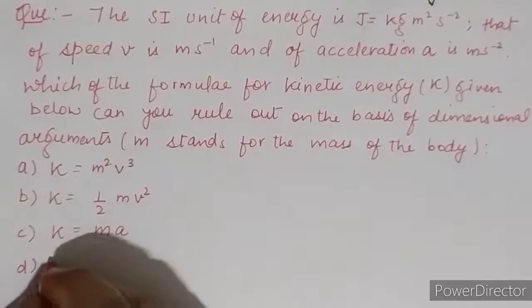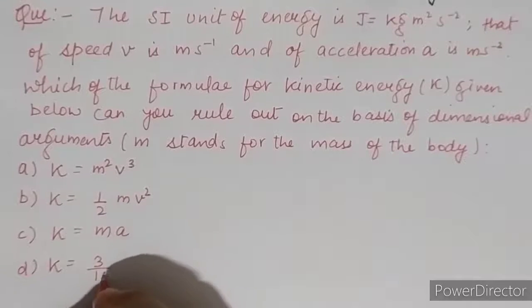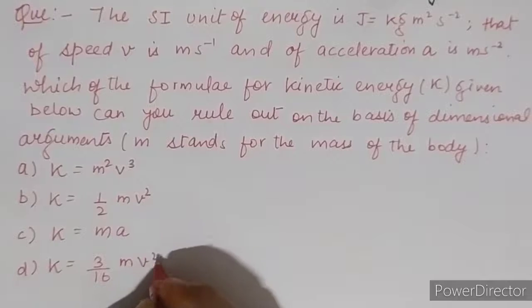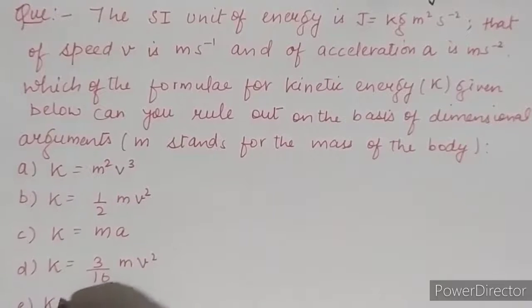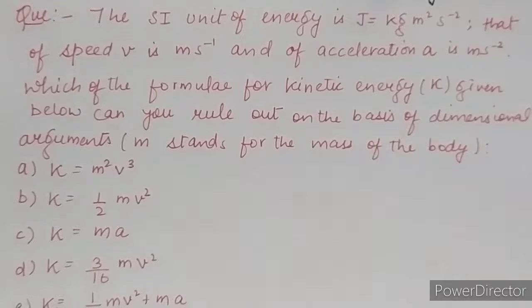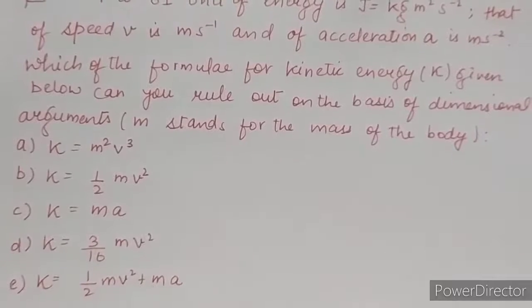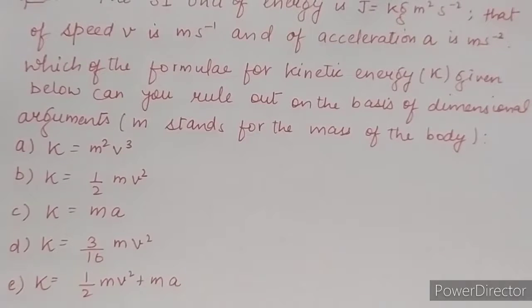D, K is equal to 3/16 m v square, and E, K is equal to half m v square plus m a, meaning mass into acceleration. Okay, so you have to correct the formula or the equation, but remember that both sides have the same dimensional formula of the equation. You have to find the dimensional formula by adding them or subtracting them. You have to calculate all the things.